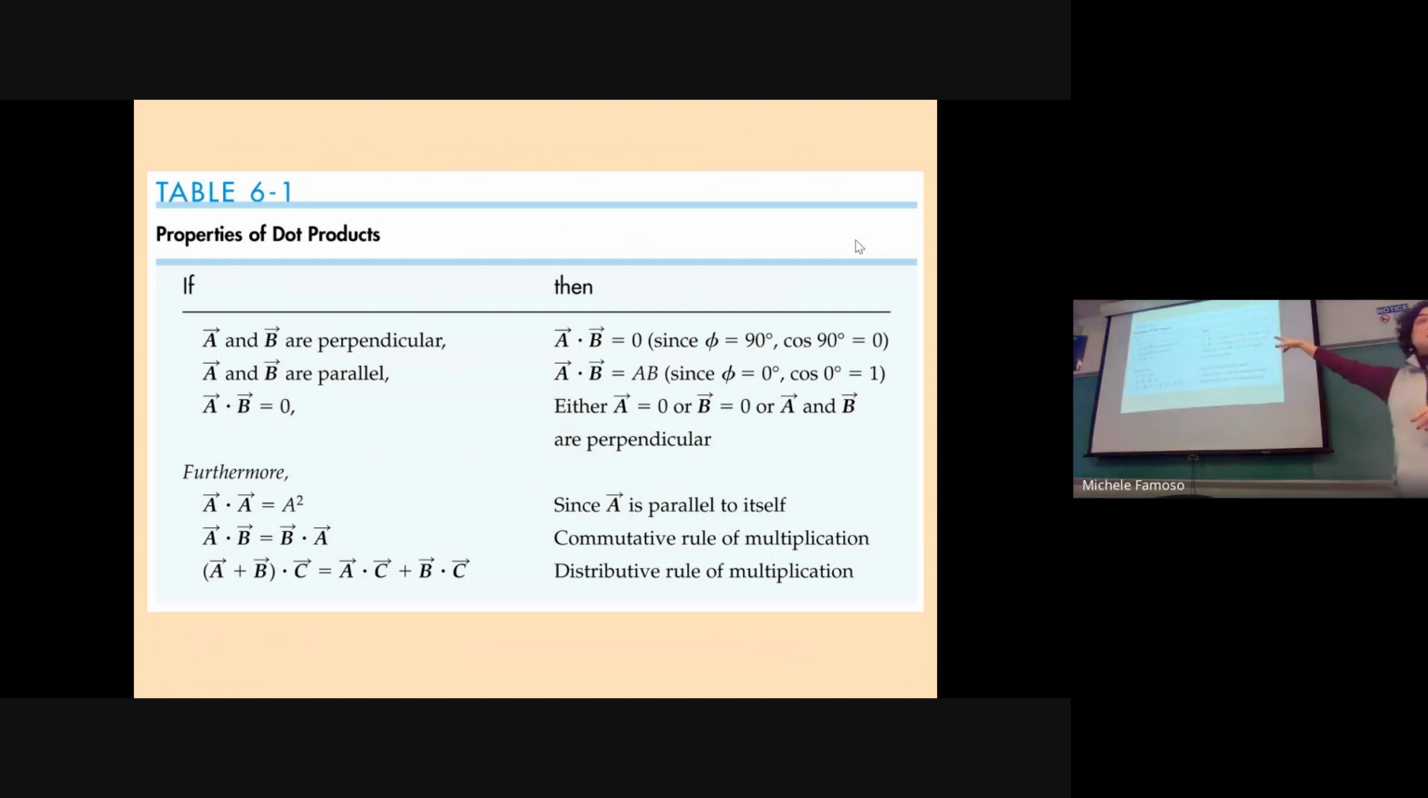If the dot product of A and B is 0, it means one of three things could be true. It means either the magnitude of A is 0, the magnitude of B is 0, or they're perpendicular to each other. We don't know which. Okay, it could be any of those three. And then we're giving you some other properties. Notice if I take the dot product of a vector with itself, of course, that's just the magnitude of the vector squared. They're parallel to each other. Notice a dot product is commutative. Cross products are not. You'll see that later in the course. And then the distributive property also works.